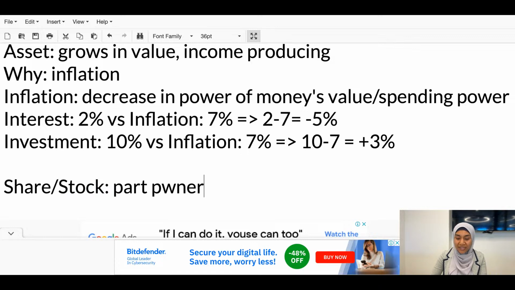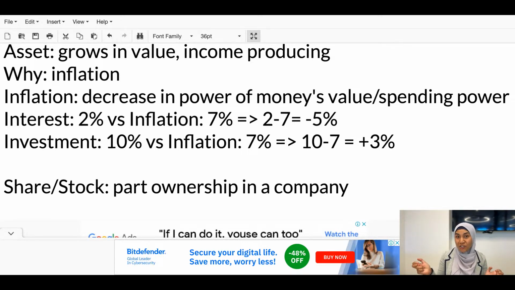So again, this is breaking it down into just the basic concept of what a share or a stock is. Essentially it is part ownership in a company. As for how much power you have in this company, it depends on how many shares or stocks you have. Again, I'm simplifying here. So let's say the company is broken up into 100 shares, and I buy 50 shares. That means I own 50% of the company.